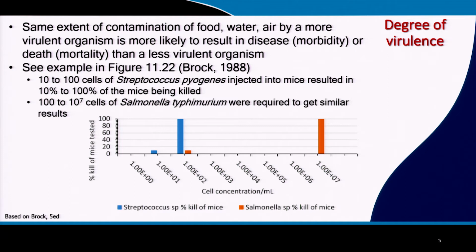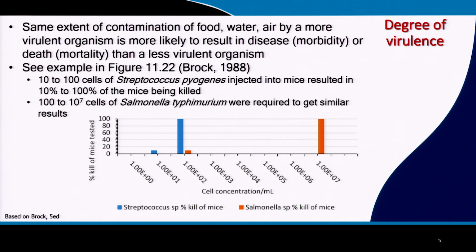In this case, the mice have been exposed to two different species, Streptococcus and Salmonella. These data are simply there to tell you which one is more virulent. So let me just explain something.